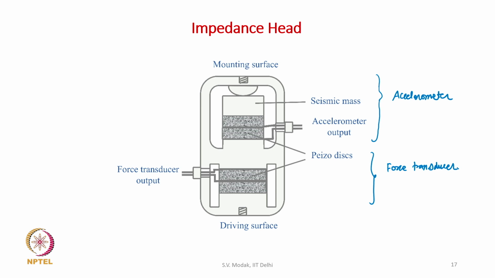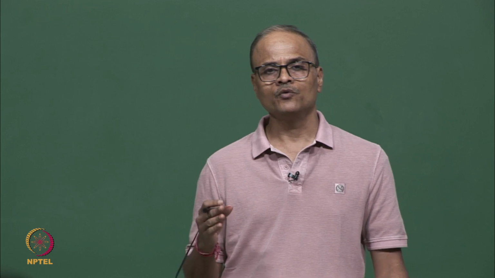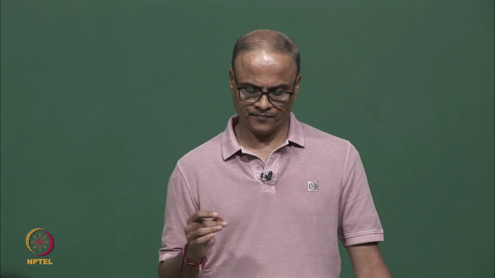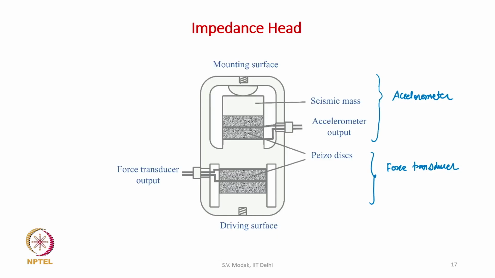In the accelerometer part we have the seismic mass. We have studied the piezoelectric accelerometer earlier; piezoelectric accelerometers have a seismic mass and then a piezoelectric disc, and we get the output as the charge signal, which is proportional to the relative displacement of the seismic mass. And in the force transducer we have the output as the charge, which is proportional to the force that is acting on the piezoelectric disc.